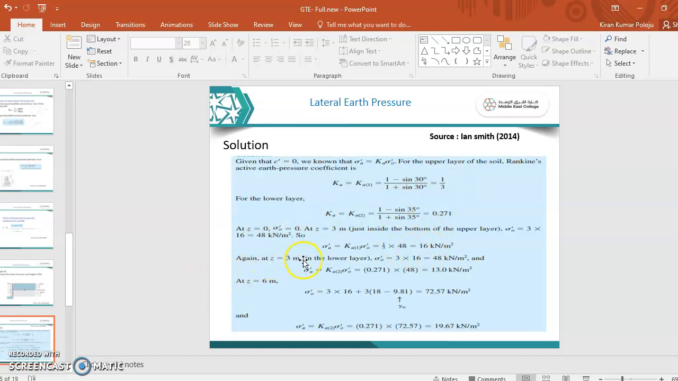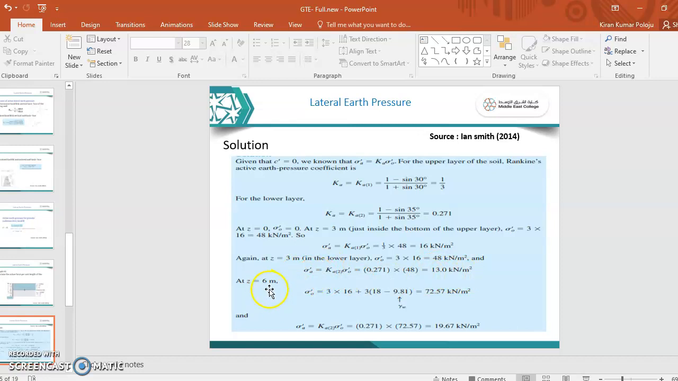Now z equal to 3 meters and the lower layer. Now you have to consider the lower layer. So what is the value you got here? 48, right? Now 48 multiplied by 0.27, and you will be getting 13. So it's very simple. Whatever value you get, that should be multiplied with K0 of both layers. So 13 you will be getting for the bottom layer.